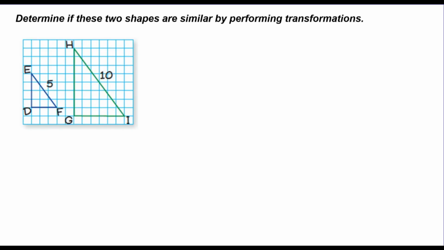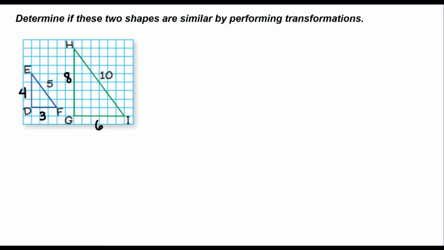So what we're going to look at is, can we make these the exact same size? So we're going to try to find a scale factor that will transform one into the other. So I'm going to include some missing side lengths here. I've got DF is 3 units long and DE is 4 units long. GI is 6 units long and GH is 8 units long. So looking for a scale factor, is there a single scale factor that will produce the same side lengths if I were to perform a dilation on one of these?